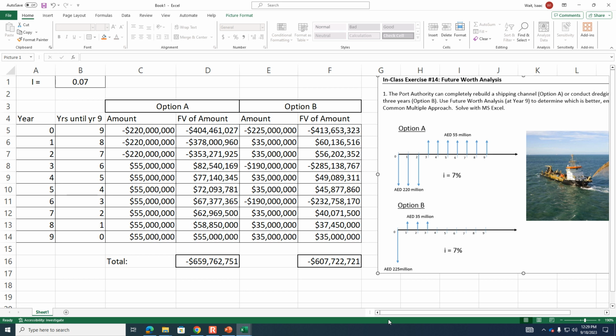But you don't do it in year 9, because if you did it again in year 9, then that would entitle you to another sequence of revenues. And you want the sequence to be finished after 9 years.